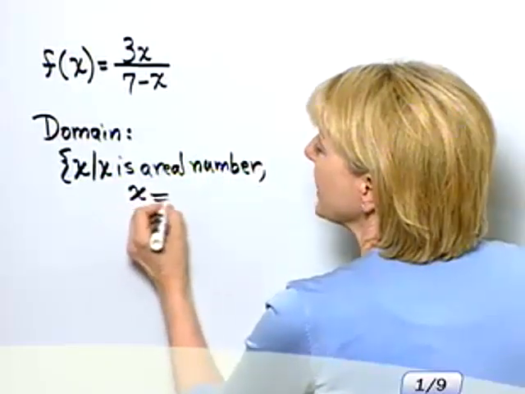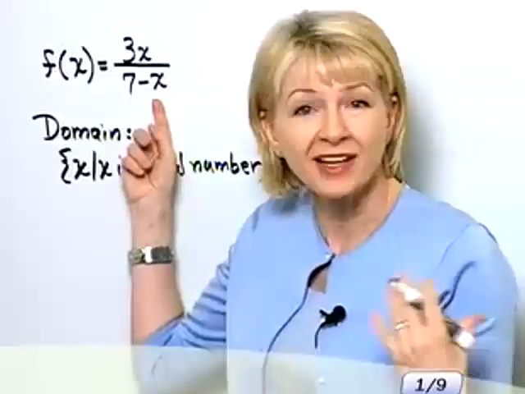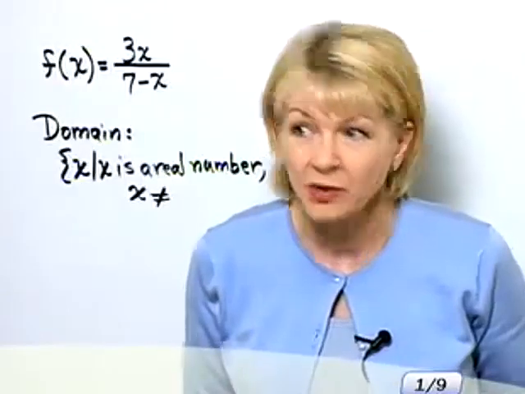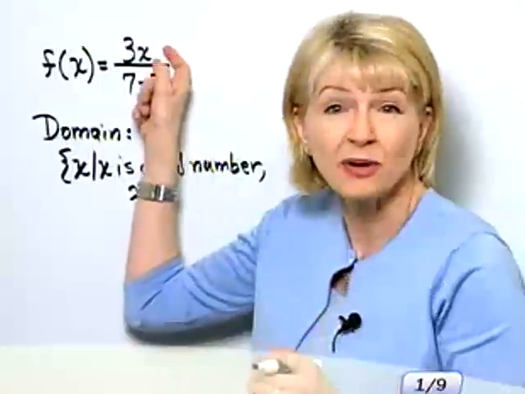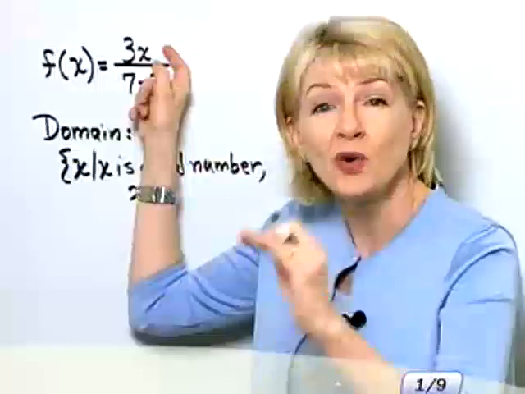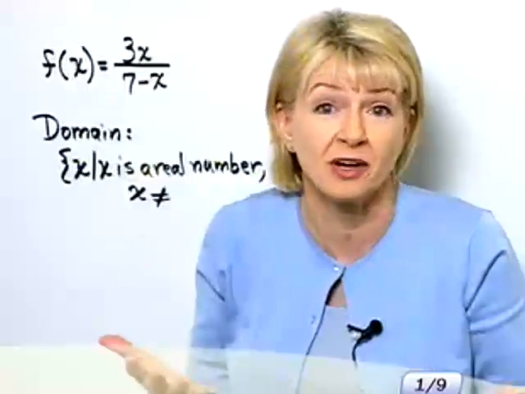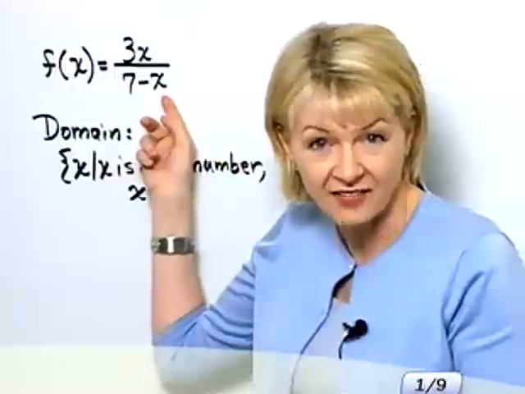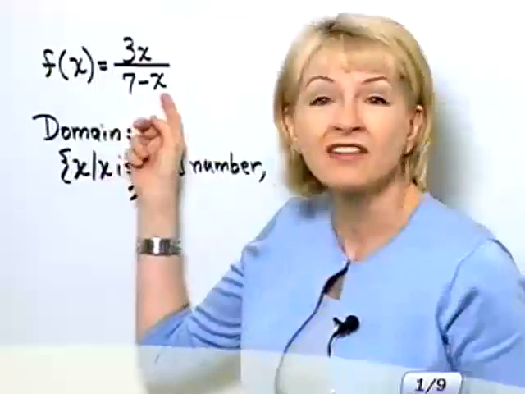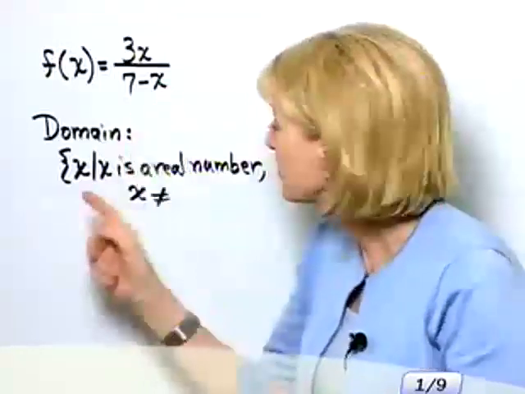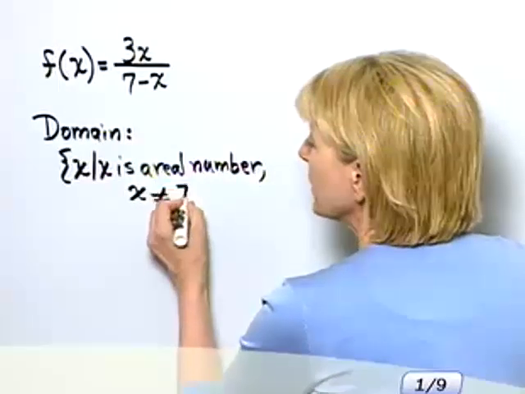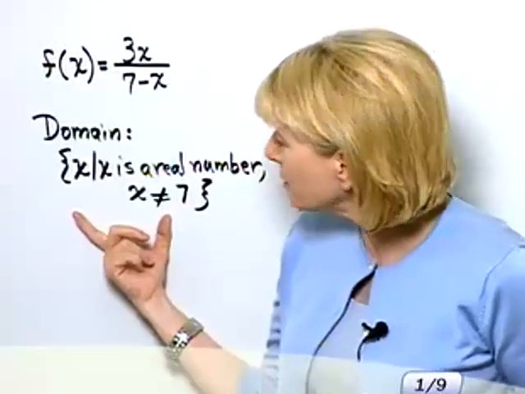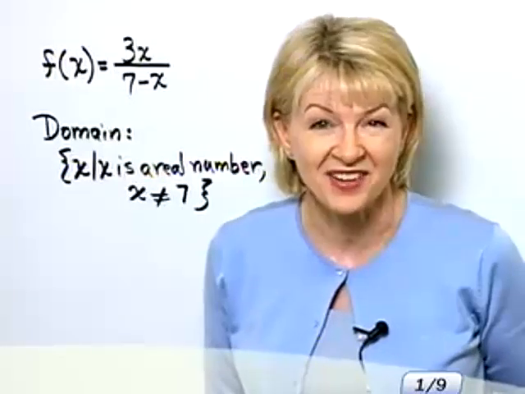but x cannot be, now what number, let's do this by inspection, what number would make the denominator 0? We do not care if the numerator is 0 because 0 over a non-zero number is just 0, but we do care if the denominator is 0. Notice if x is 7, we have 7 minus 7, 0 in the denominator. So x can be any real number, but x cannot be 7. So here is the domain of this rational function.